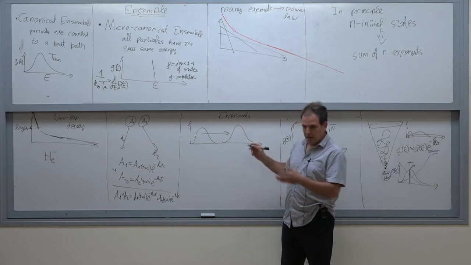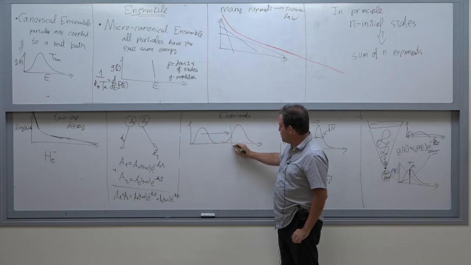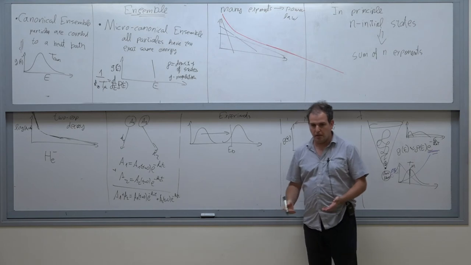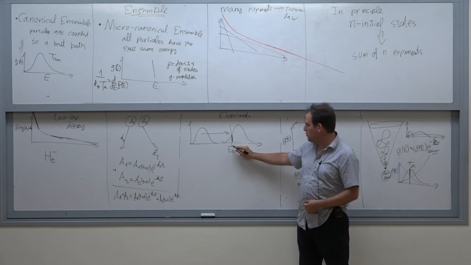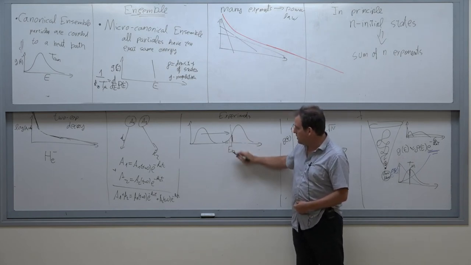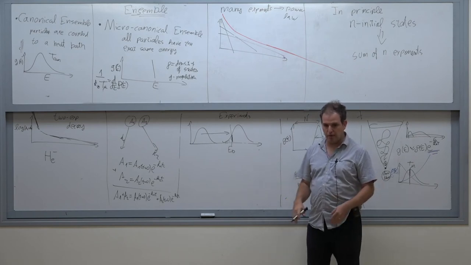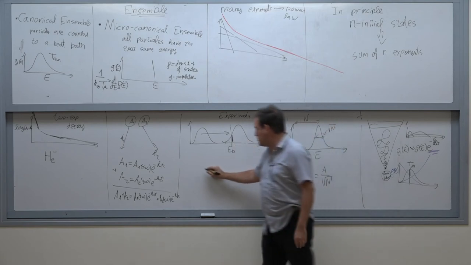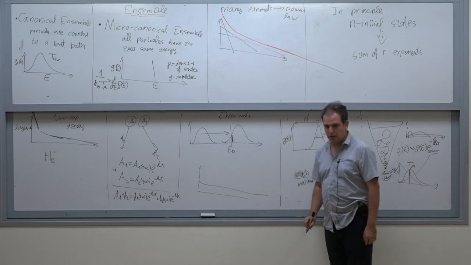Now, if the photon energy excites them to an energy that's higher than the binding energy, they start decaying. Molecules that have energies below the binding energy will not fragment, will not decay. They will live forever. Molecules that have energies slightly above the binding energy will decay, but very, very slowly.